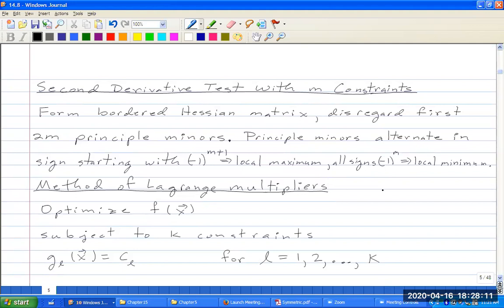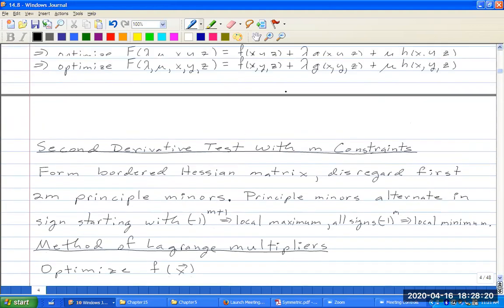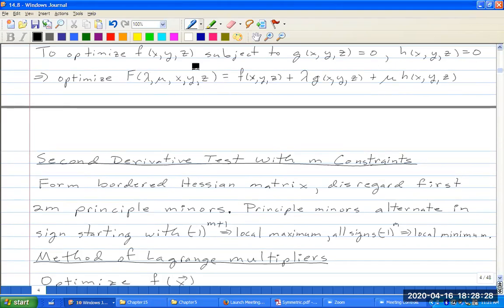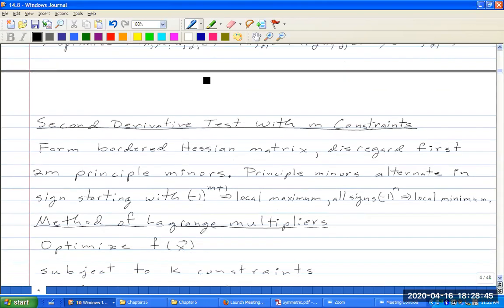So we will form what we'll call a bordered Hessian matrix, where basically we have formed this Lagrange function, the Hessian for this, and written in this order. The Hessian for this new function is called a bordered Hessian, and the matrix for it is the bordered Hessian matrix. We will disregard the first 2m principal minors.